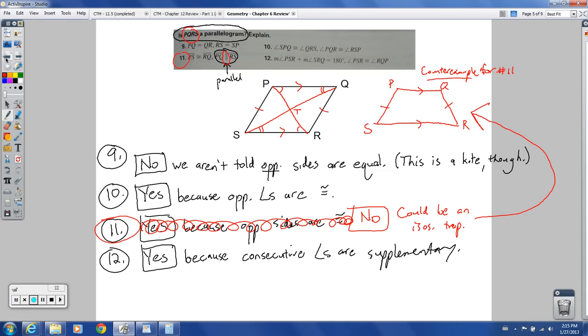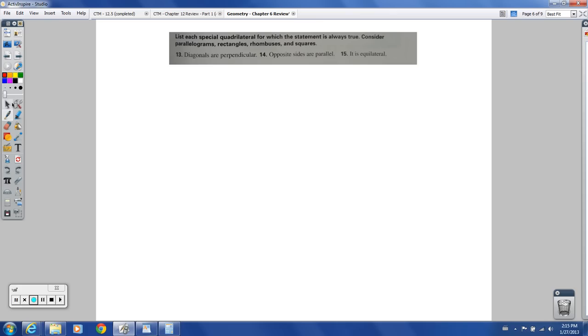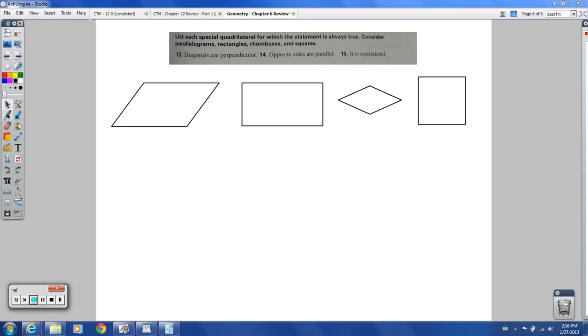Okay, let's move on and look now at numbers 13, 14, and 15. So 13, 14, 15 list each special quadrilateral for which the statement is always true. Consider parallelograms, rectangles, rhombuses, and squares. So we're only going to consider these four things. Diagonals are perpendicular. Okay, so I'll pause the video here and I'll draw a really good example of each one of these. So I'll draw a really good example of a parallelogram, rectangle, rhombus, and square. Okay, so that'll be very helpful as we think about these problems.